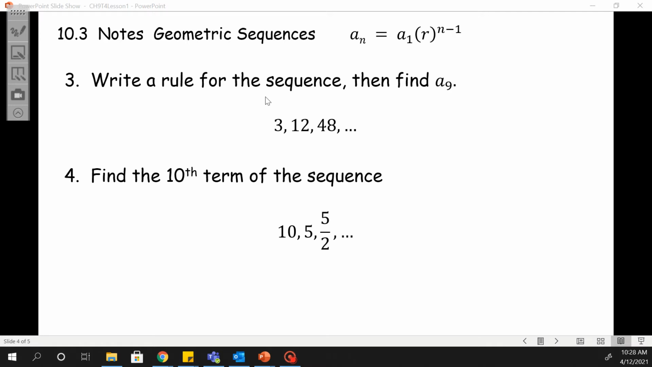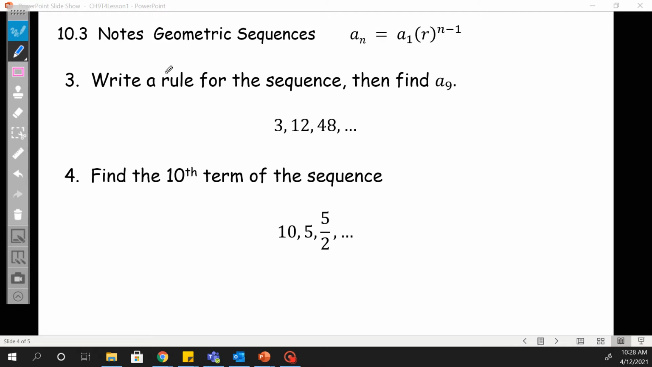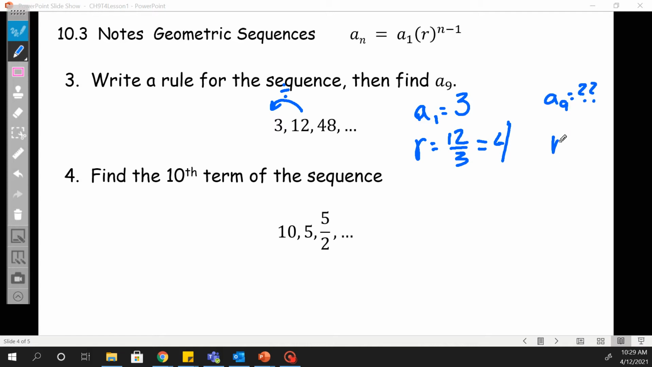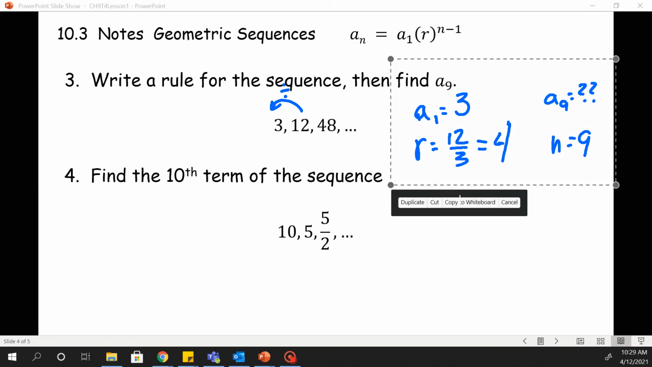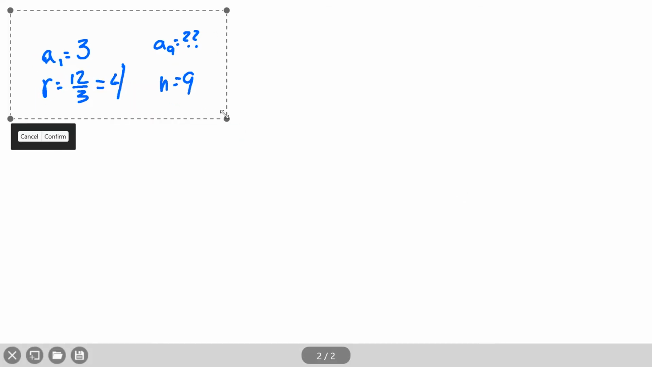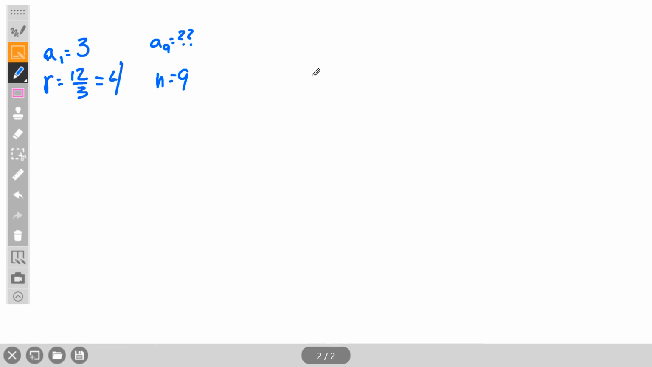Number 3, write a rule for the sequence, then find A9. Okay, so the sequence is given to us. We know that it's 3, 12, 48, etc. We know that the first term here is 3. Common ratio can be found by the second term divided by the first term. So 12 divided by 3, which is 4. And we're looking for A9, which means that n is 9. I'll start by writing my formula and then use the formula to determine the 9th term.